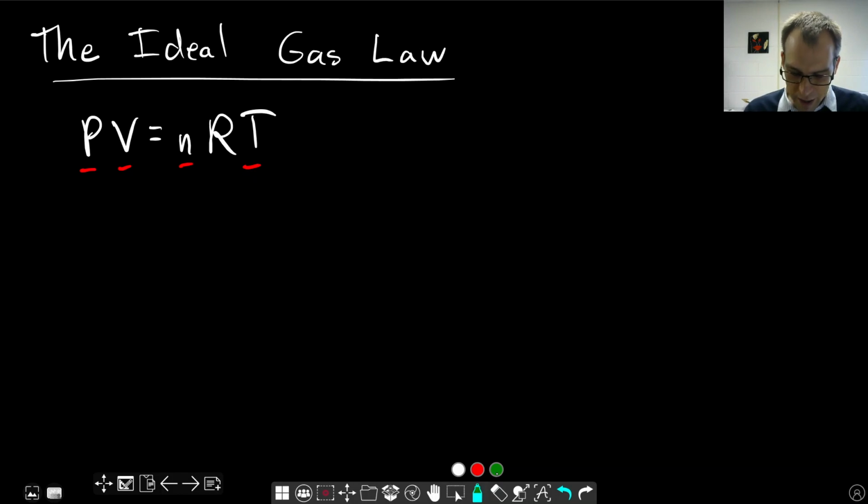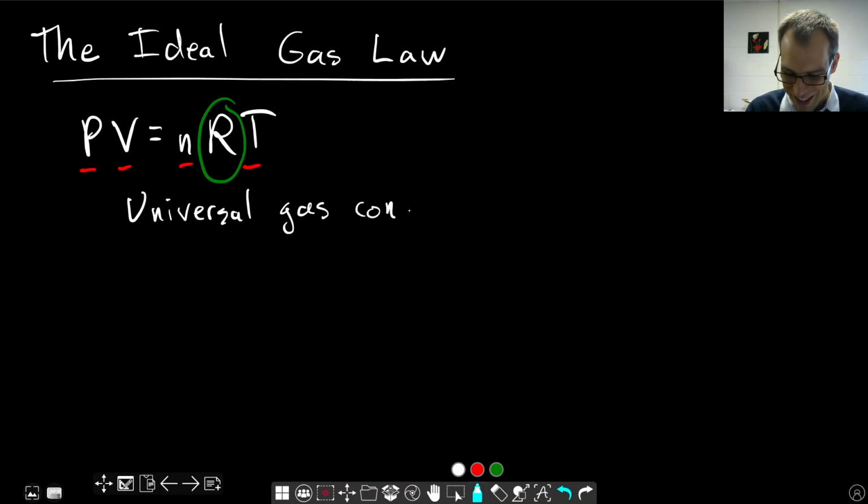The thing that gets added here is now we know what the constant is. So this is our proportionality constant, and this is known as the universal gas constant or the ideal gas constant. And we give it the symbol R. I don't know why. But it has different values depending on what units you use for all the different things here.